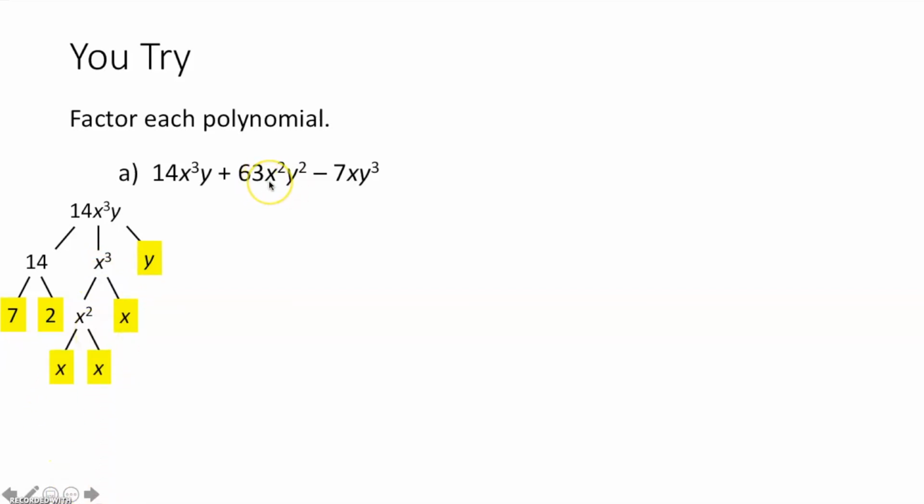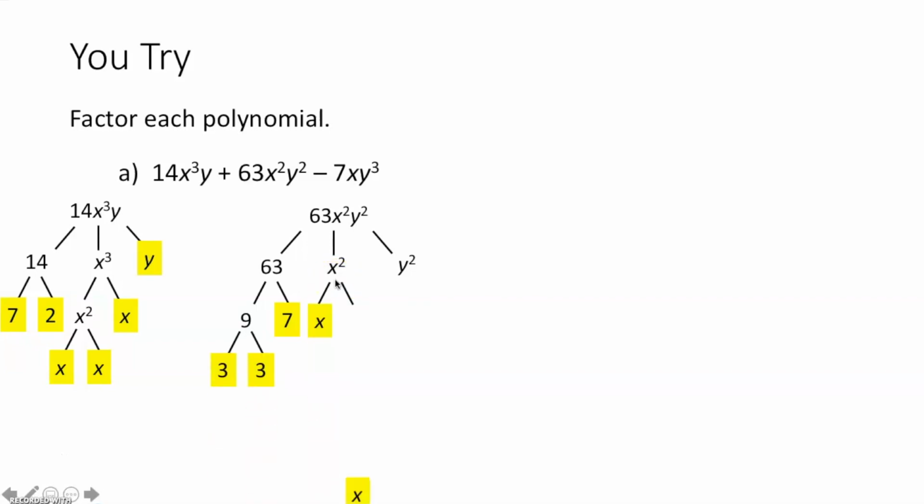The 63 x squared y squared, we break that up 3 times: 63, x squared, y squared. The 63 we know to break up into 9 and 7, and our 9 we can break up into 3 times 3. The x squared, we now know to do this, it's just x times x, and the y squared we know is y times y.